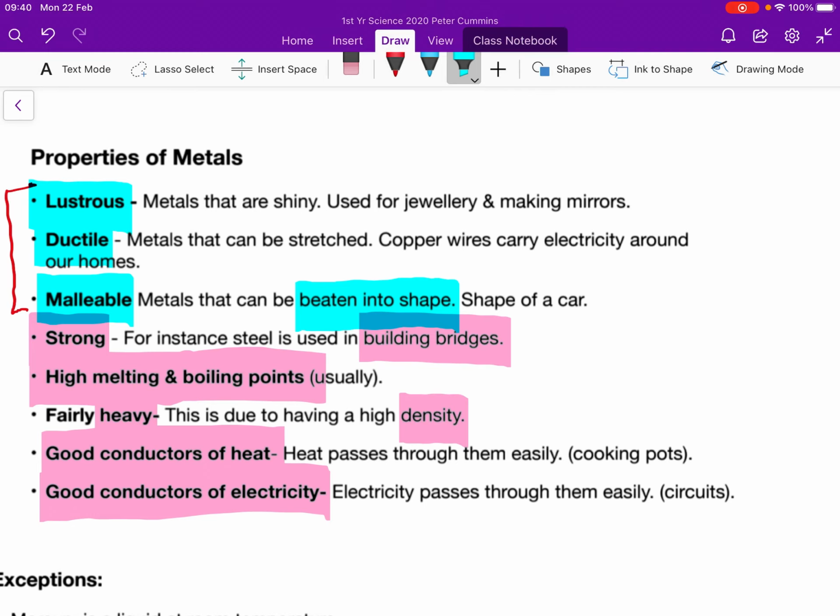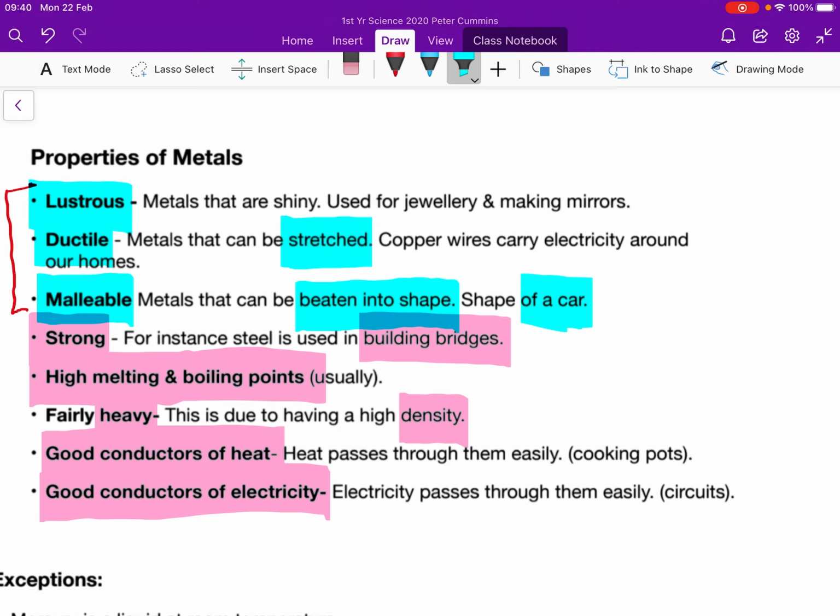Things like a car. You don't want a car that's a big block of metal, like a square. So the shape of a car, that fancy front, the bonnet on a BMW, has to be beaten into shape. And that's done with a specific machine that bashes it into shape. That's what malleable means. Ductile, the second one up there, means it can be stretched.